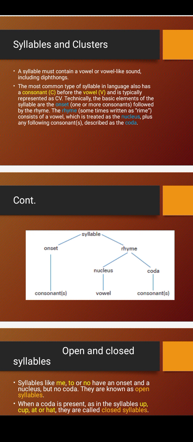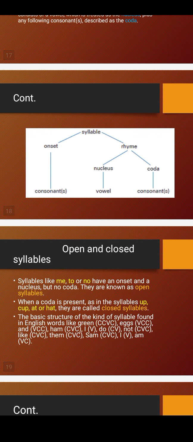Let us try to understand this concept with the help of this figure that I have given here. You can see that the onset means the consonant or the consonant cluster that occurs before the vowel, while the rhyme consists of a nucleus, which is a vowel or vowel-like sound, and then we have a coda in the rhyme. Coda is the final consonant or consonant cluster.